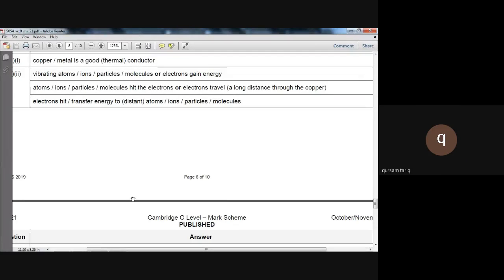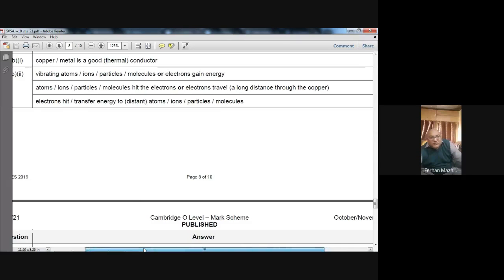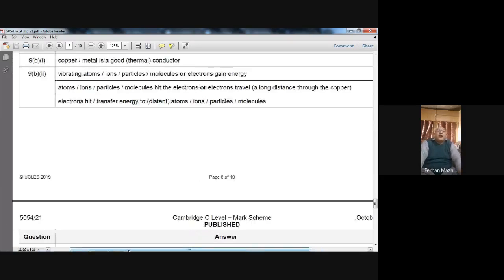This is what I'm saying. See, there are 3 marks for this part. 1 mark is for saying that vibrating atoms, ions, particles, molecules, electrons gain energy. The 2nd mark is for saying that atoms, ions, particles, molecules hit the electrons, or the electron travels a long distance through the copper. And the 3rd mark is for saying that the electron transfers heat energy to the distant atoms, particles or molecules. Will you be able to write the answer? Yes, sir. Okay, please write.